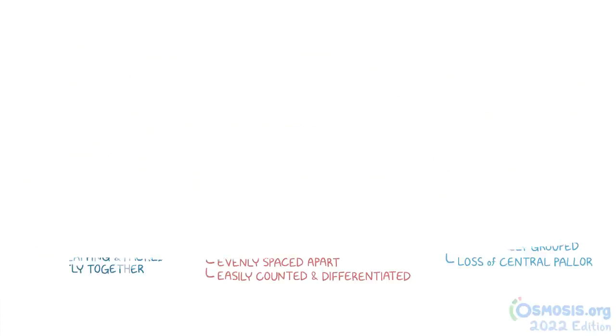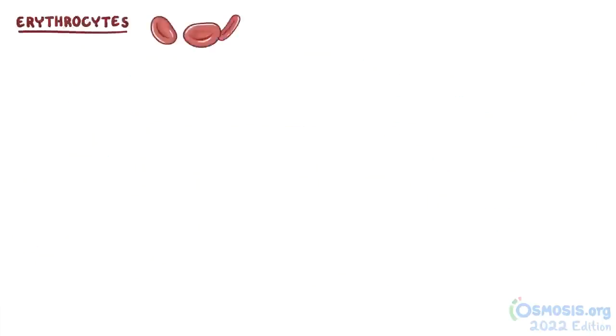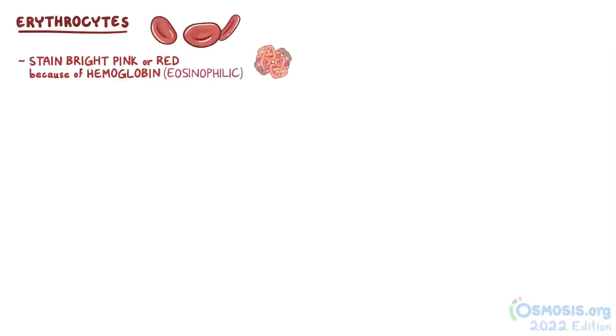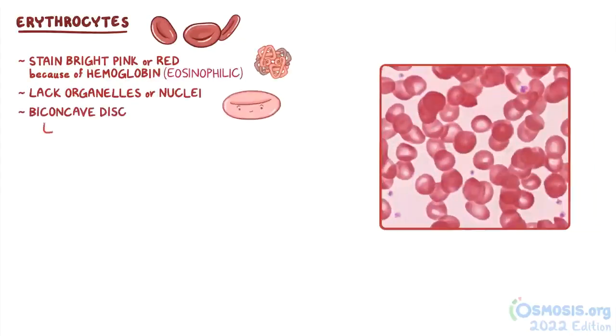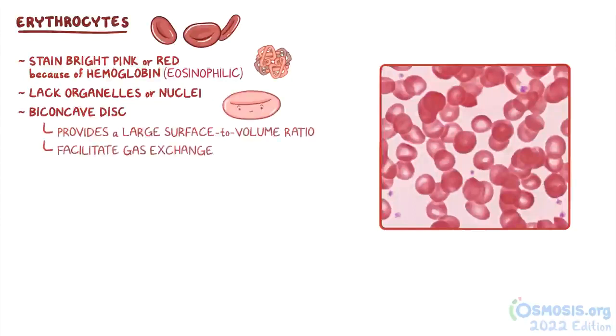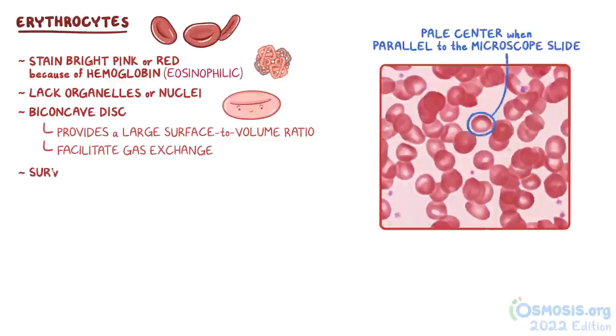Now, let's take a closer look at the erythrocytes. With Wright's stain, the erythrocytes stain bright pink, or red, because they contain a large amount of hemoglobin, which is eosinophilic. Erythrocytes normally lack organelles or nuclei, and they're typically shaped like a biconcave disc, which provides a large surface-to-volume ratio that helps facilitate gas exchange. As a result, the center of erythrocytes are thinner, which is why they appear to have a pale center when they're positioned parallel to the microscope slide. Erythrocytes normally survive in the circulation for about 120 days.